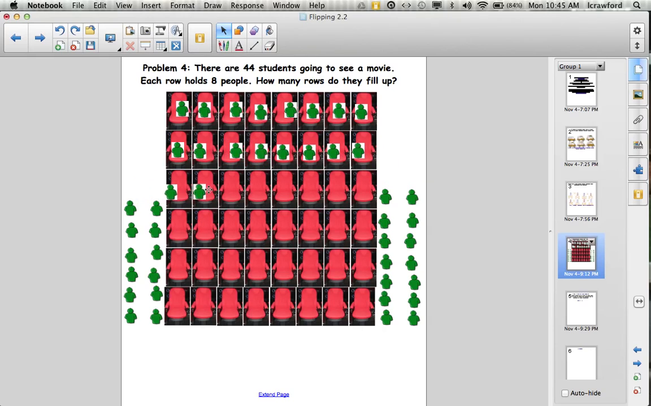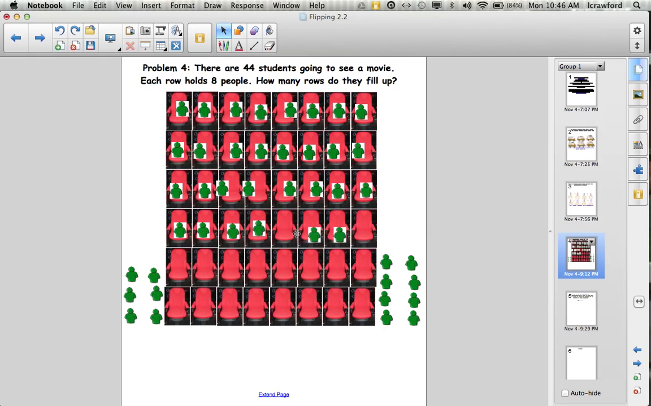And our third row, when we bring in their 8, it is going to equal 24 people who have been seated. Now we're on to our fourth row with 8 students, or 8 kids, or 8 people, and that is 32. And our fifth row, filled in with 8, we'll have seated 40 people altogether.